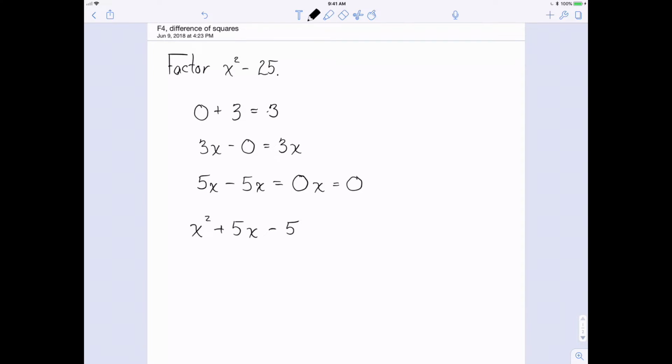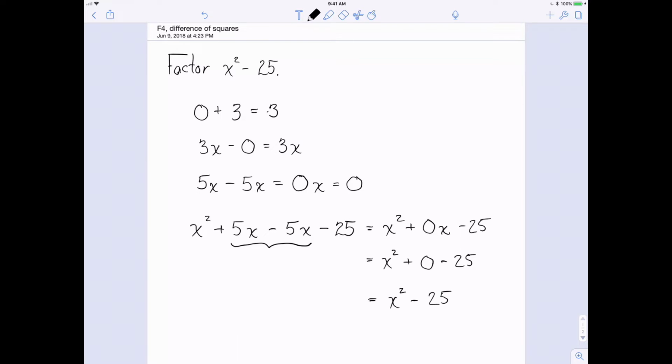Now, what if I was to write something like this? x squared plus 5x minus 5x minus 25. Well, what we would do is we would say, why bother with this? Because we know that 5x minus 5x is just 0. And so we'd say, well, that's just x squared plus 0x minus 25. But we know that 0x is 0, so it's x squared plus 0 minus 25. In other words, 0 minus 25, well, that's just minus 25.